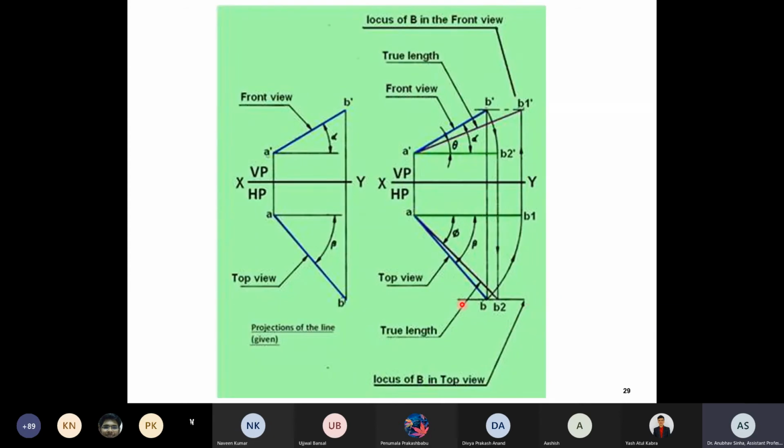So again, these views are marked. You can go through it once. Basically, we are showing the front view, top view, true length, and how the locus of points moves in the top view and front view.